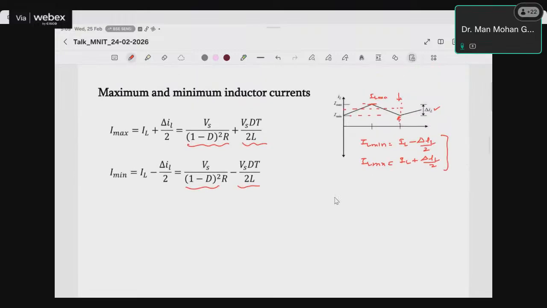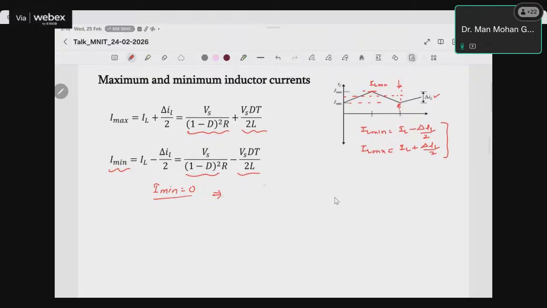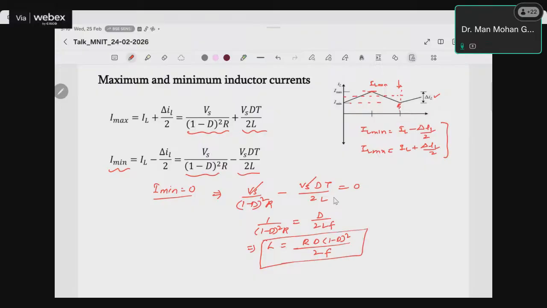Now next is how to get the inductor design. For inductor design, what we do is we put this I minimum to be 0, right? By substituting I minimum to be 0, we get Vs upon 1 minus d square R minus Vs dT upon 2L to be 0. Vs will cancel out. So from here I'll get 1 upon 1 minus d square R equal to d upon 2LF. So what we get from here, L is R d into 1 minus d square upon 2F. So this is the value of inductance. Which inductance? The critical inductance, which is just letting IL minimum to be 0, right?